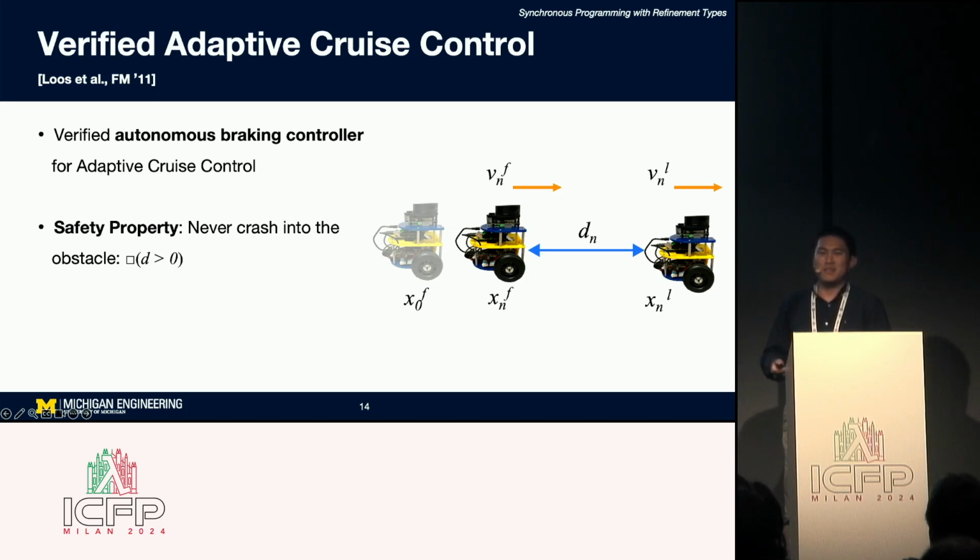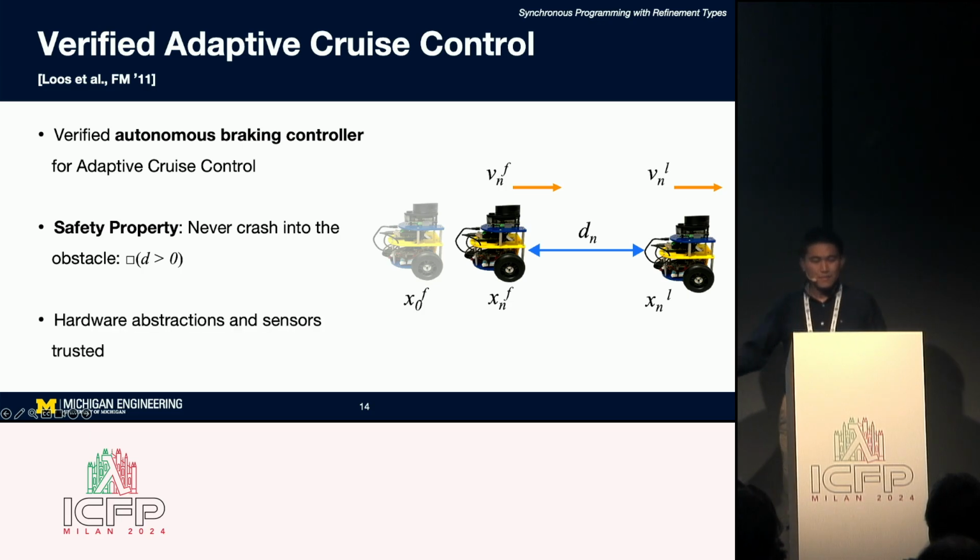So we want to ensure that the distance between our robot and the robot in front of us is always positive. And so that's a nice safety property to verify. For now, we're just worried about the control logic at the high level. So we're going to assume that all the hardware abstractions and the sensor drivers and everything below that level are trusted, although that could be future work.